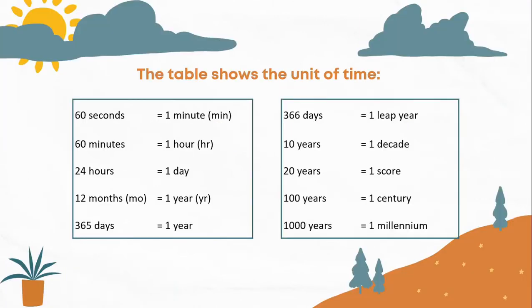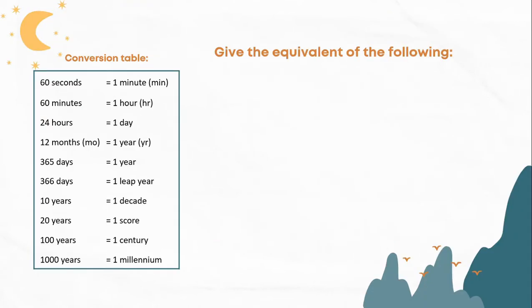So here is a table that shows the units of time. 60 seconds is equal to 1 minute, 60 minutes is equal to 1 hour, 24 hours is equal to 1 day, 12 months equals 1 year, 365 days equals 1 year, 366 days equals 1 leap year, 10 years equals 1 decade, 20 years equals 1 score, 100 years equals 1 century, and 1,000 years equals 1 millennium.